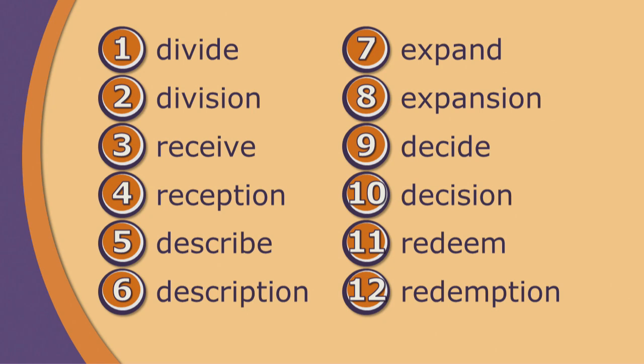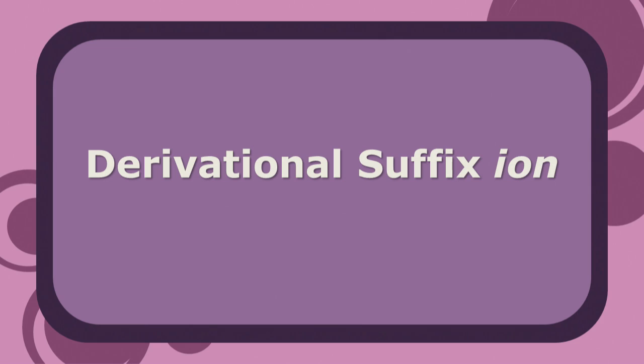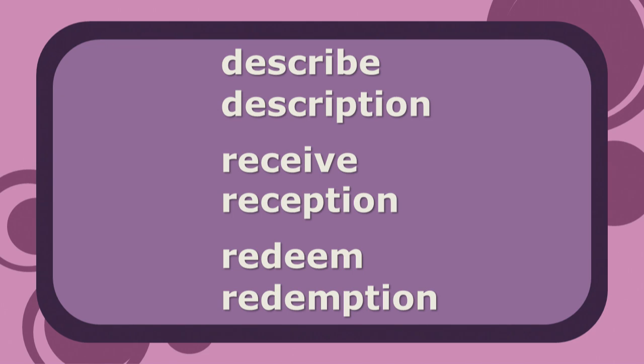Now let's look at the answers. What did you notice about all of those words? Well, they were paired together, and each word was related to another word somehow, right? In this spelling list, we'll be studying words with the derivational suffix ion. Take a look at these word pairs. Describe, description, receive, reception, redeem, redemption.